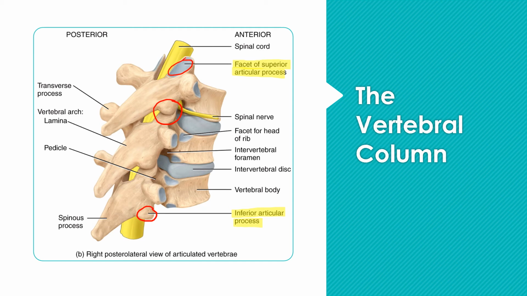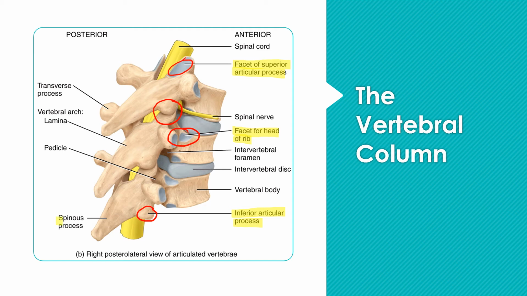Now there are also facets for the heads of ribs just in the thoracic vertebrae. So we can see these here. Here we have facets for the heads of ribs. Again, we're only going to see those in the thoracic vertebrae. There are not going to be any attachments for ribs in the cervical vertebrae, nor in the lumbar vertebrae.